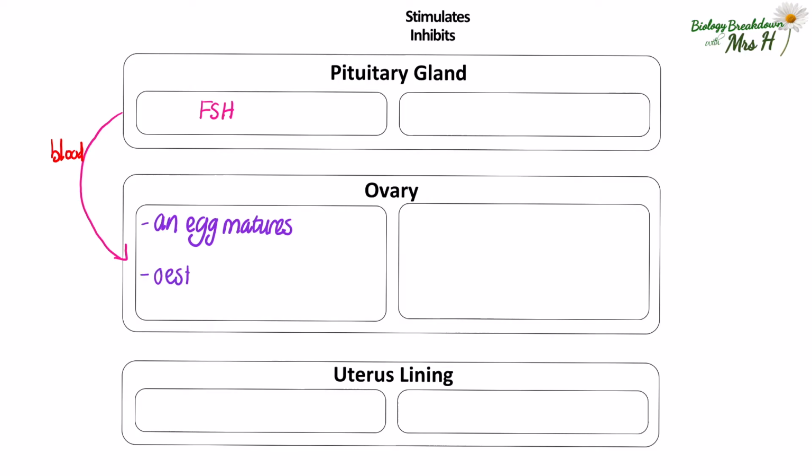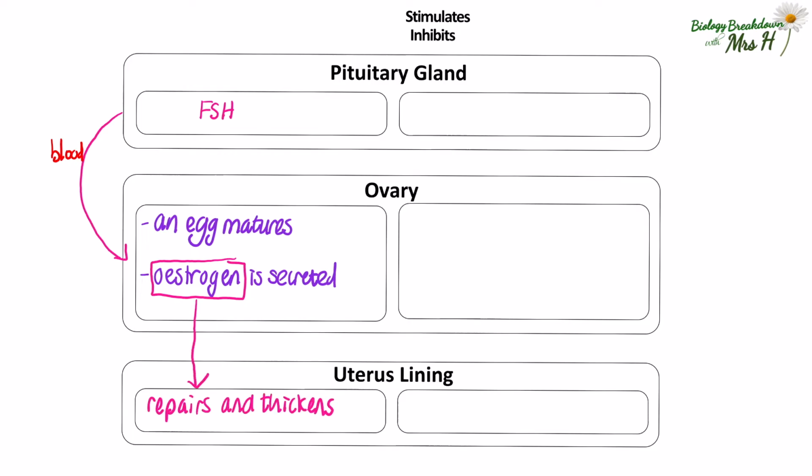Then estrogen is secreted, and that will do a few things. One thing it will do is cause the uterus lining to repair and thicken. It will inhibit FSH, so you only get one egg to mature. And also, as the estrogen concentration increases, LH is stimulated to be released by the pituitary gland.